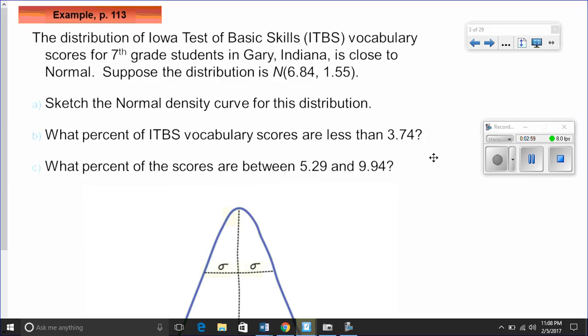So if we were going to draw a sketch of this, we would draw a sketch of a bell curve. The mean would go exactly in the middle. Then we would add 1.55 to the mean 3 times to get the places where the standard deviations would fall. And then we would subtract it 3 times to go to the left. So I'm going to scroll down so you can see what this looks like.